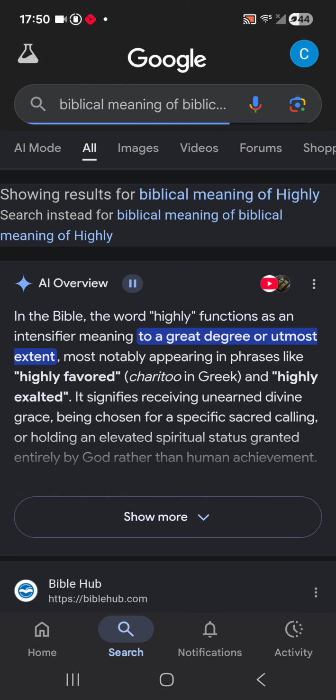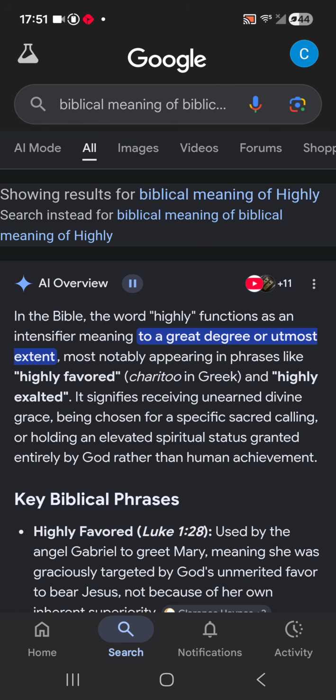In the Bible, highly means to a great extent. Phrases like highly favored and highly exalted show unearned divine grace, divine choice, or a high spiritual status given by God, not human effort.